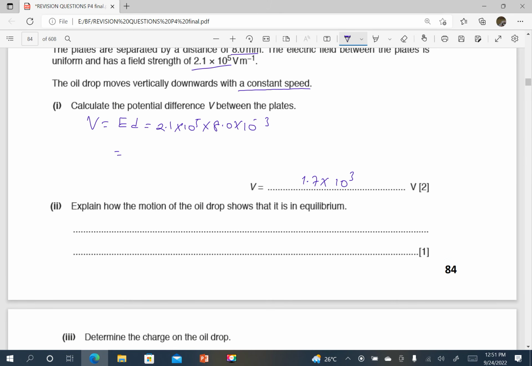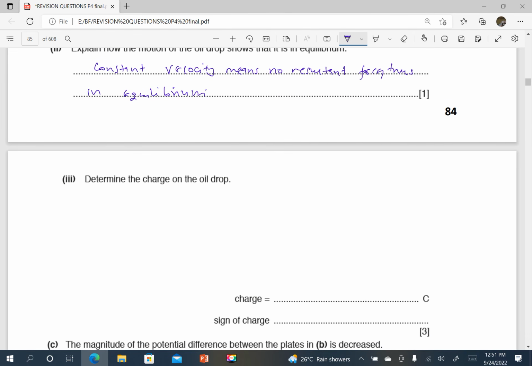Explain how the motion of the oil drop shows that it is in equilibrium. So constant velocity means no resultant force, that's in equilibrium. Constant velocity means or implies no resultant force or no acceleration, thus in equilibrium. Okay, so that is our part.